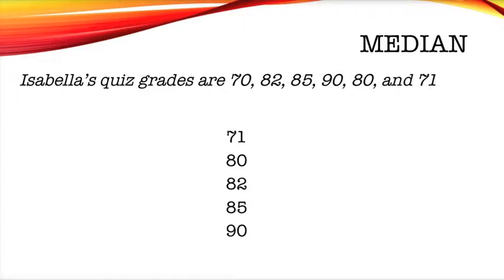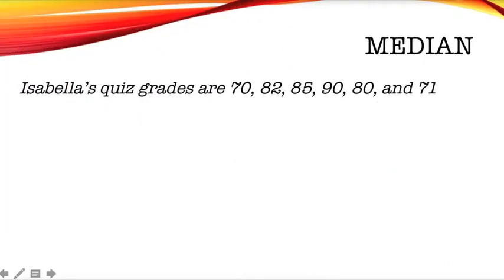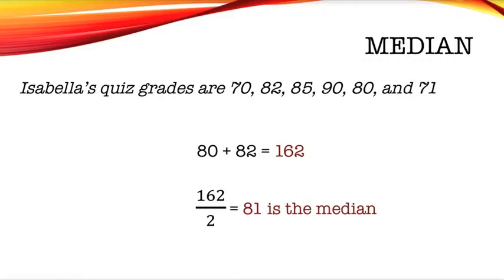First, 70 is crossed out, then 90, next 71, then 85. We now have 80 and 82 left as the 2 middle values. After computing the mean of the values, 82 plus 80 equals 162, divided by 2 equals 81. The median of Isabella's quiz scores is 81%.